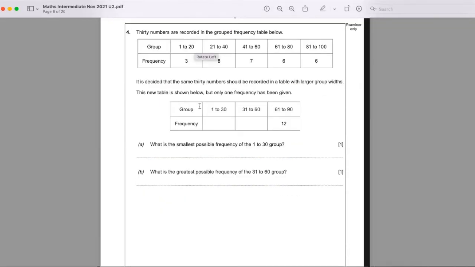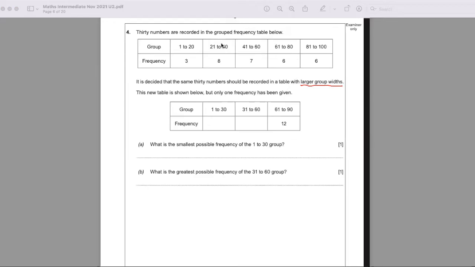Question 4. 30 numbers are recorded in the group frequency table below. So you've got group frequency, okay, so 1 to 20, there are 3 of them, or 21 to 40, there are 8 of them. They're asking you what is the smallest possible frequency of the 1 to 30 group. What they have done is actually put the 30 numbers in a table with larger group widths, okay, so different group widths here, but still 30 of them. So what is the smallest possible frequency of the 1 to 30 group?